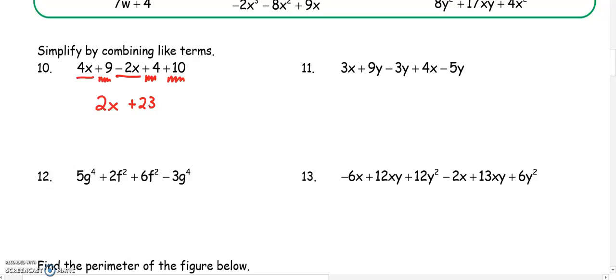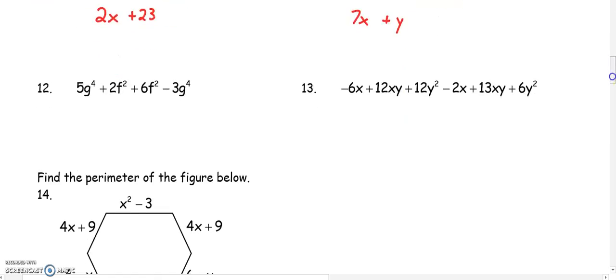Number 11, 3x plus 9y minus 3y plus 4x minus 5y. So first I'm going to look at my x's. 3 plus 4 is 7x. Then I'm going to look at the y's. 9y minus 3y is 6y, minus 5y gets us plus y, or plus 1y.